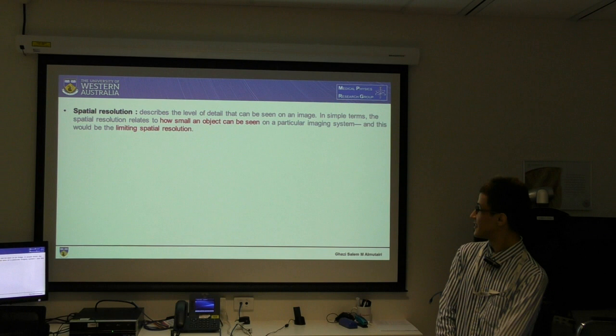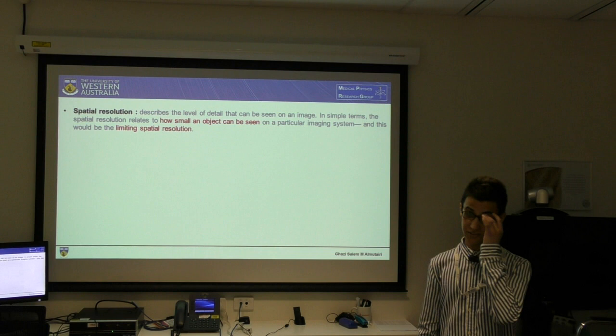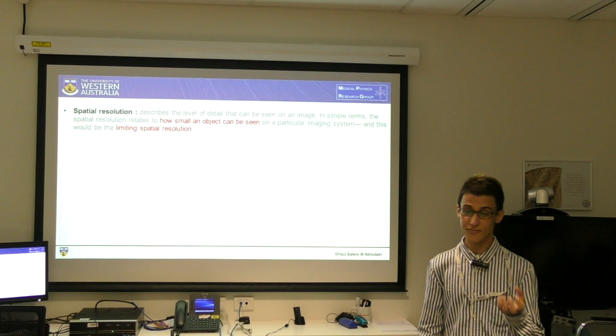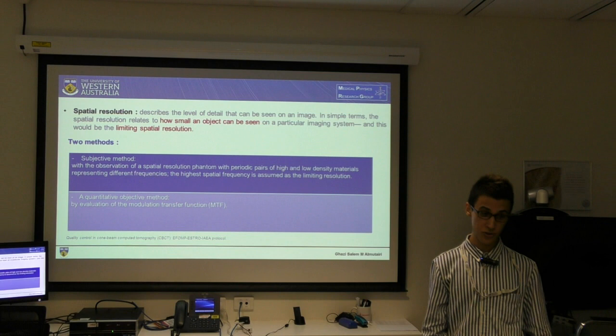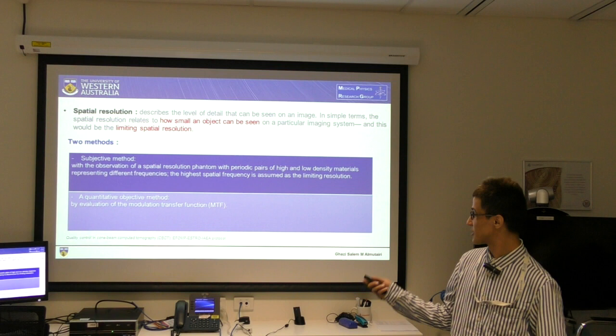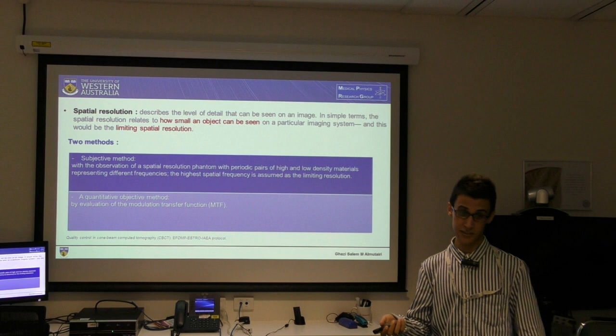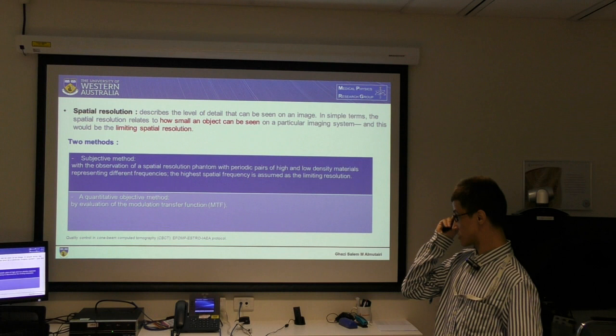Spatial resolution describes the level of detail that can be seen in the image. It's related to how small an object can be seen, and that is the limiting spatial resolution. We have 2 methods to do it. A subjective method, with observation of the spatial resolution phantom with periodic pairs of high and low density materials representing different frequencies. The highest resolved frequency is assumed to be the limiting spatial resolution. And a quantitative objective method by evaluation of the MTF value.